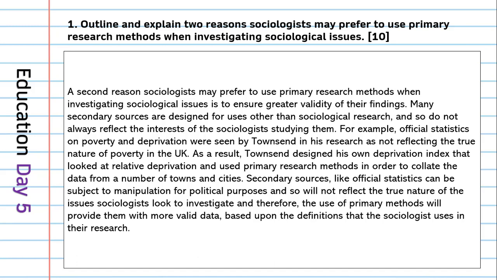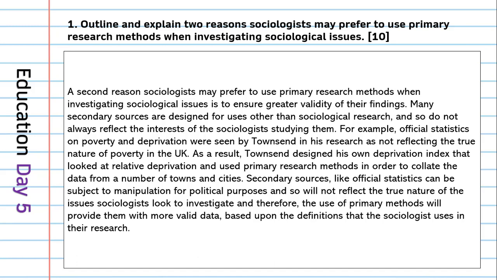A second reason sociologists may prefer to use primary research methods when investigating sociological issues is to ensure greater validity of their findings. Many secondary sources are designed for uses other than sociological research and so do not always reflect the interests of the sociologists studying them. For example, official statistics on poverty and deprivation were seen by Townsend in his research as not reflecting the true nature of poverty in the UK. So what I've done here is I've not only explained why they might not use secondary sources, why they would use primary research, but I've also given an example of it.